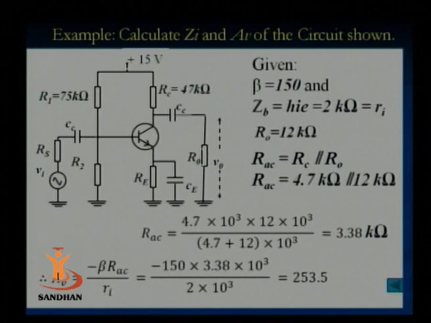First of all, we need to find the RAC, that is the effective resistance at the output, which is equal to the parallel combination of RC and RO. By taking that parallel combination in this circuit, RAC turns out to be 3.38 kilo ohm. Using these values and putting them in the formula of the voltage gain, minus beta RAC, it turns out to be 253.5.